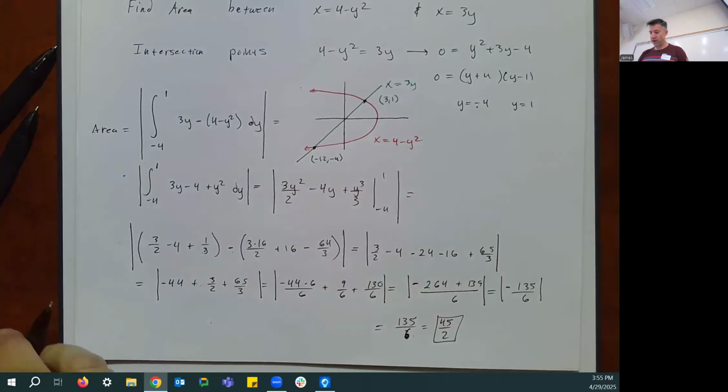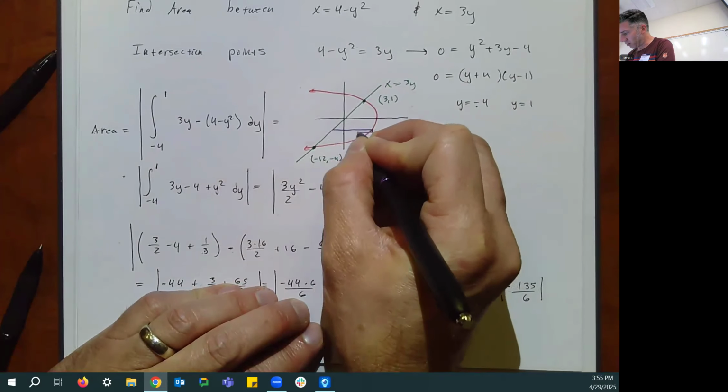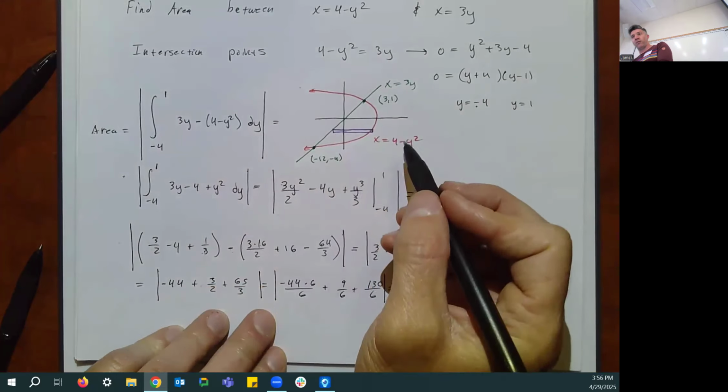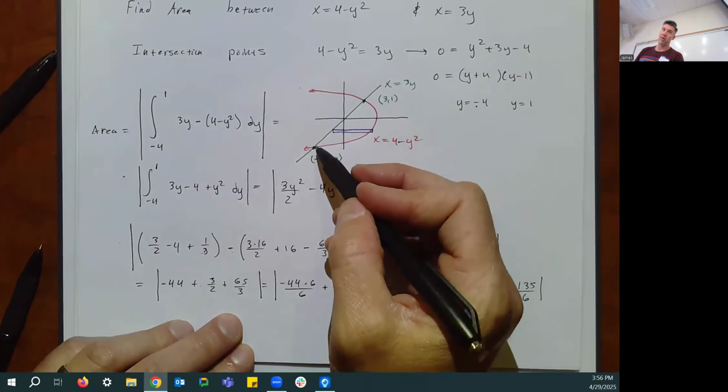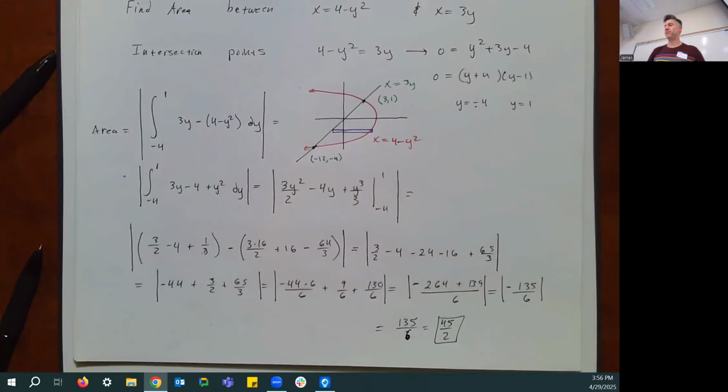But if we were to draw a rectangle, oh yeah, it should have been the right function minus the left function, which should have been the 4 minus y squared minus the 3y, not the way we accidentally did it the wrong way. Cool. All right. Moving on to volumes.